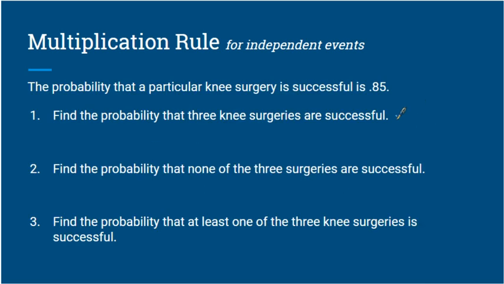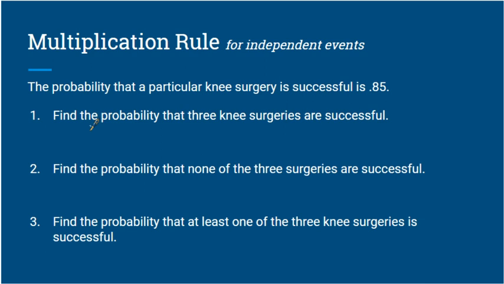All right, this is another example for independent events, okay? The probability that a particular knee surgery is successful is 0.85, right? So 85% of the time, it is a success. So find the probability that 3 knee surgeries are successful.